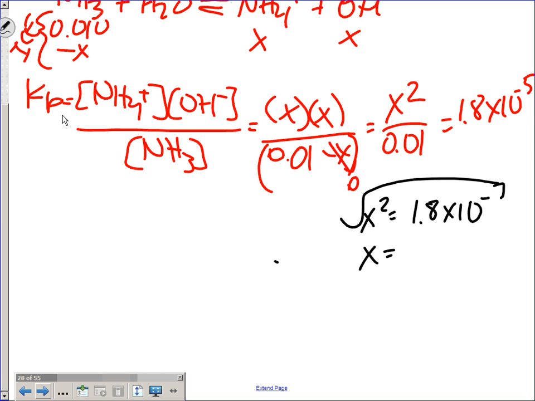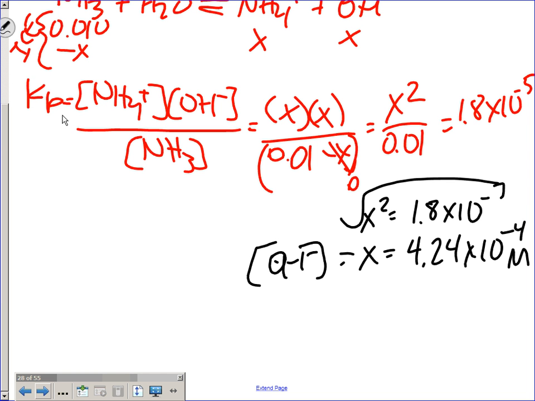4.24 times 10 to the negative 4. It's hard to do square roots of 1.8, yeah. 4.24 times 10 to the negative 4. But you guys could approximate that based on your exponent of negative 7. So, what does x represent? The concentration of hydroxide. That's the key point here. This is not hydronium. This is right, correct? Yes.